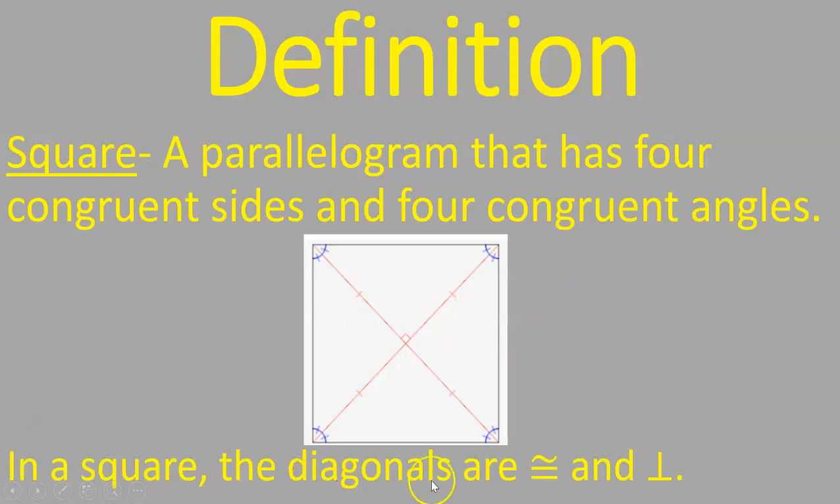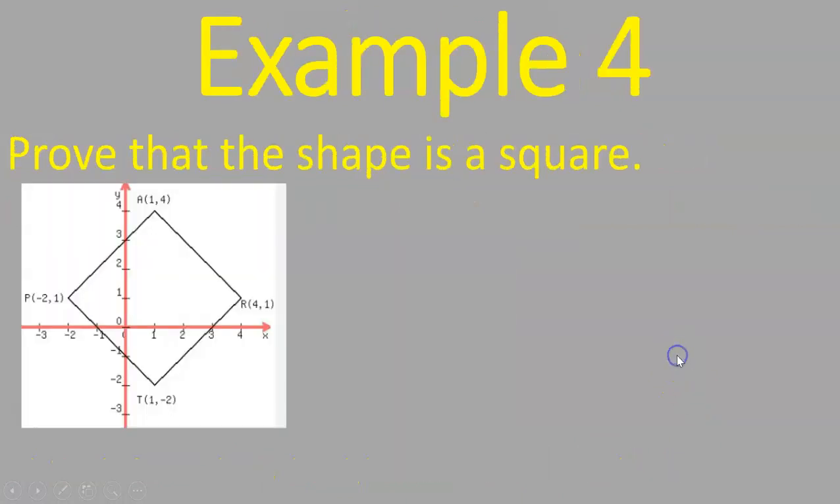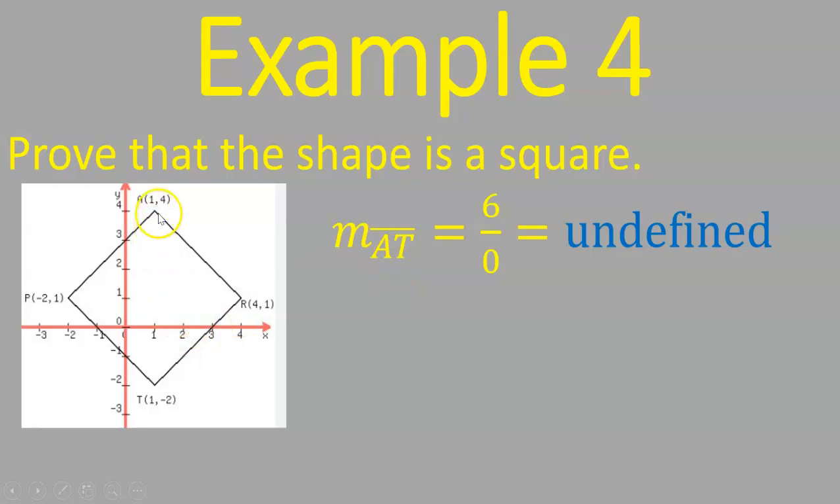So in a square, diagonals are perpendicular and congruent, and they bisect each other, all those things. So for this square, what we're going to go for again is the diagonals, because if we go for the sides, we'd have to go distances, and we'd have to go all the slopes. It would be a lot, but diagonals are more efficient here. So we're going to go from A to T. That's this one here.